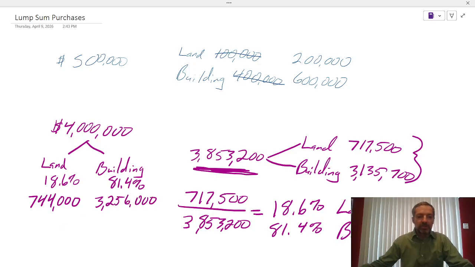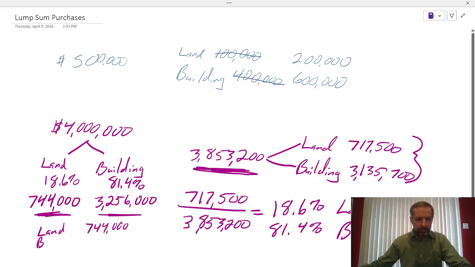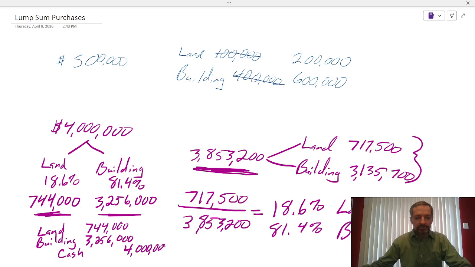Now I can put together my journal entry using the numbers that I calculated over here. So I would debit land, 744. Debit the building, the $3,256,000, and credit cash or accounts payable or notes payable, the total $4 million purchase price.